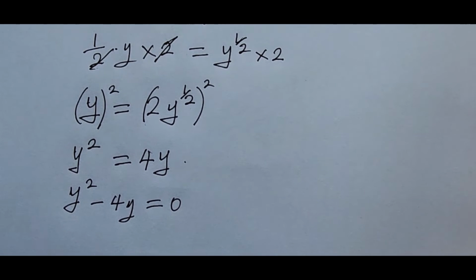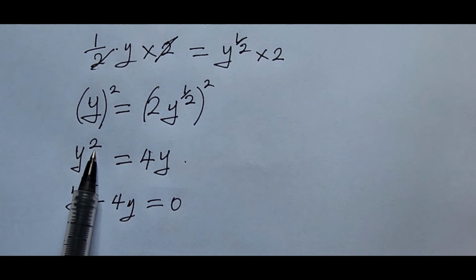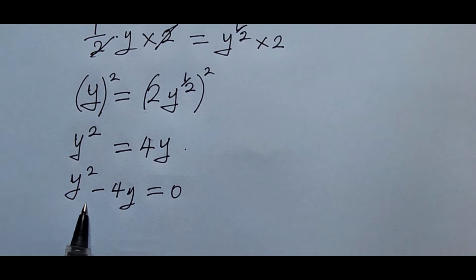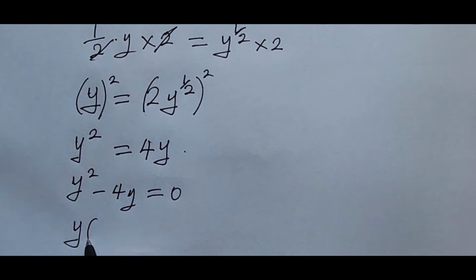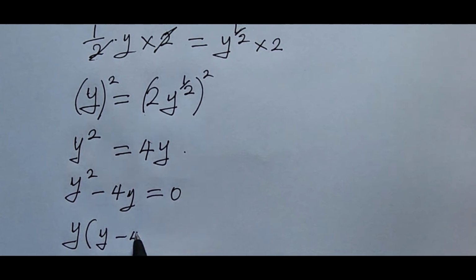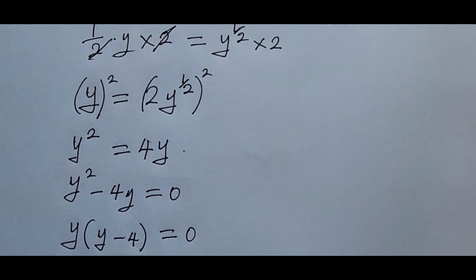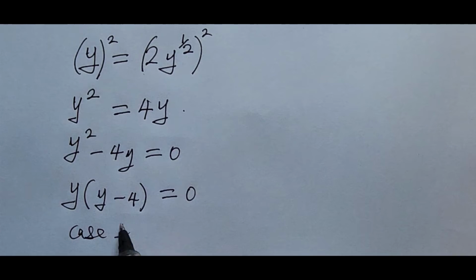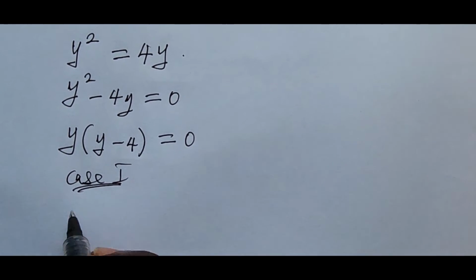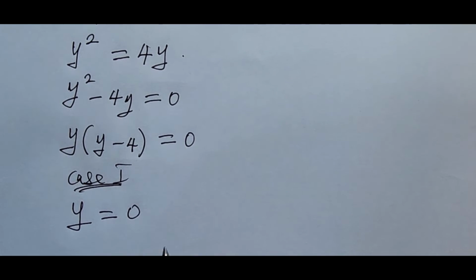Again, never make the mistake of dividing through by y at this stage, because you come up with one root only. But here, we have to bring out 2 roots. And so, at this point, we can now factor y from the system. This now gives us y times (y minus 4) equal to 0. Then we have 2 cases here. Case 1 is going to give us y equal to 0.